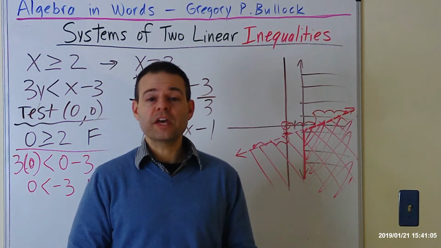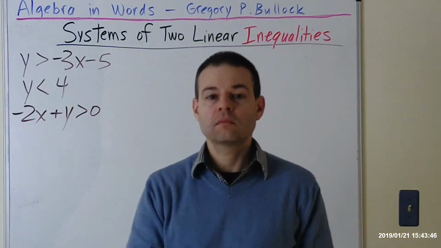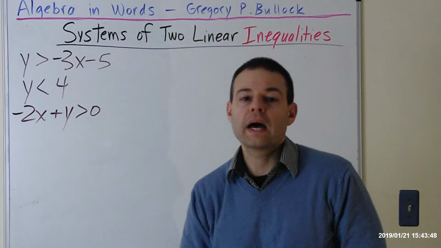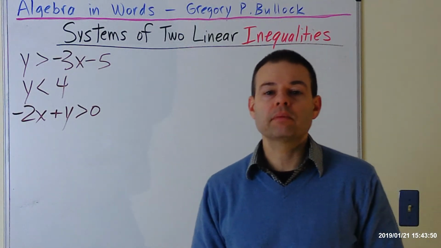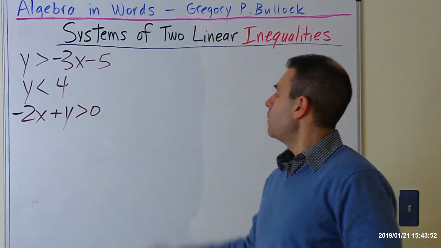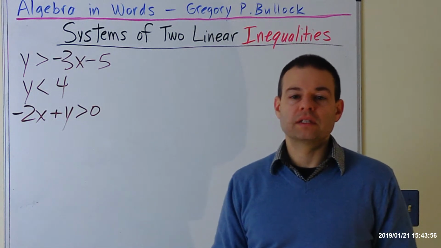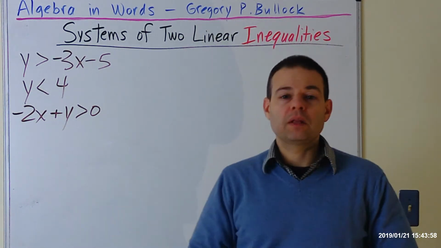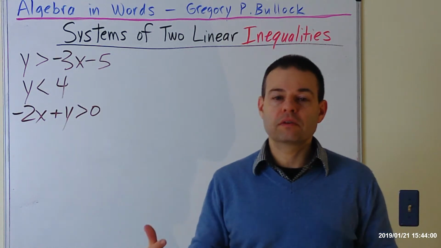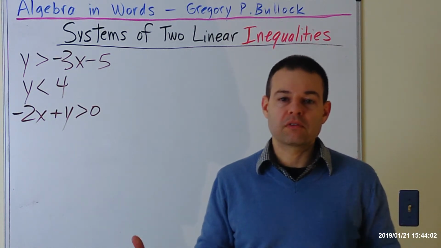I'm going to pause this and put up another one. Welcome back, and notice that I have another problem on the board. In this example, there are 3 inequalities. So we're going to take a look at that, and we're going to follow all the same steps. It's just that there's a third inequality, so it'll make a third graph.